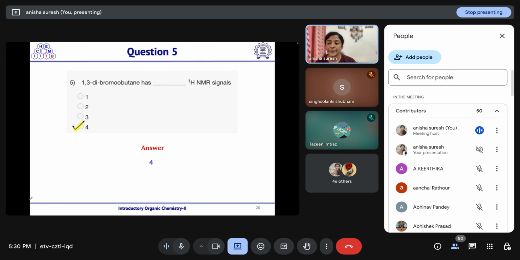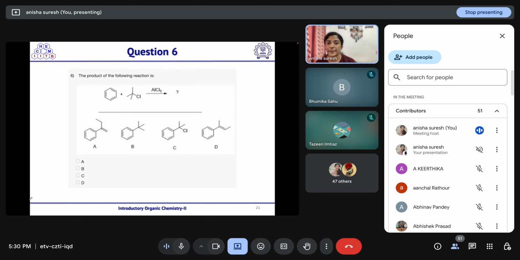Is this question clear? Yes, ma'am. Okay. Now coming to question number 6. The product of the following reaction is, so benzene is there and an alkyl chloride is there in the presence of AlCl3. What product will you be getting? They have given 4 options. This is A, B, C and D. Option B, ma'am. D is the right answer.